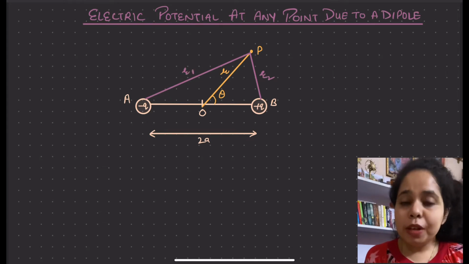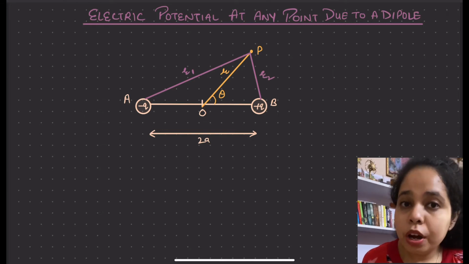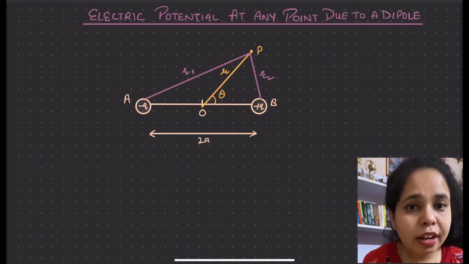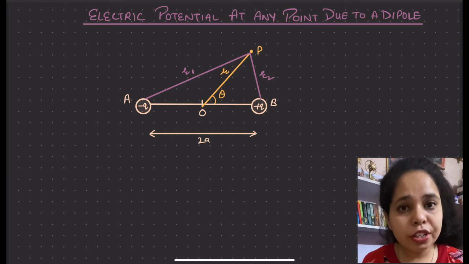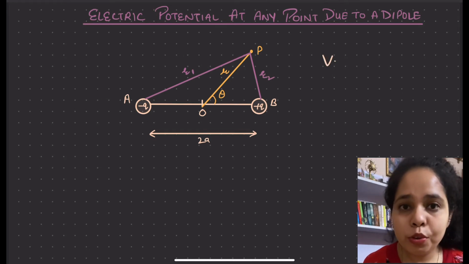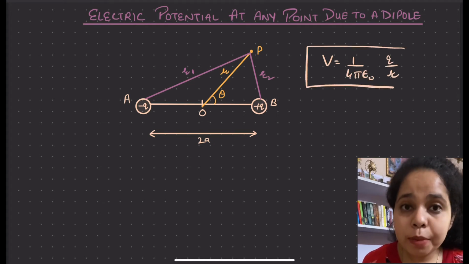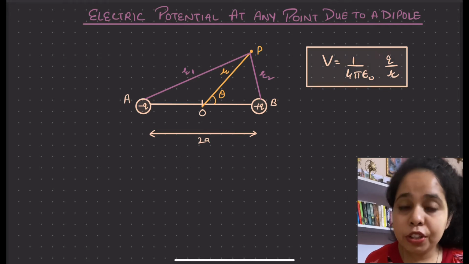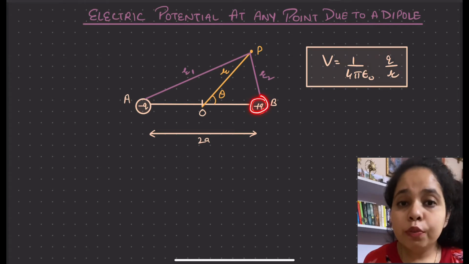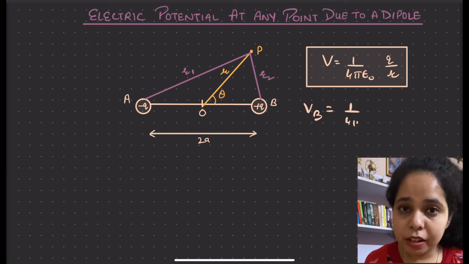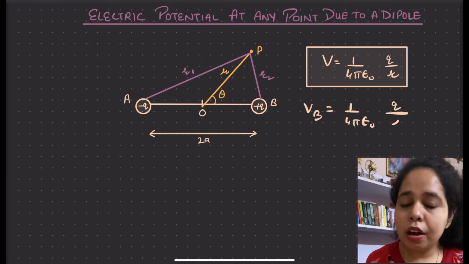As we have completed this diagram, now we need to recall the formula of the potential, and according to the formula of the potential, we have V is equal to 1 upon 4 pi epsilon naught q upon r. At point P, if we want to find the potential because of the charge which is placed at point B, we will say VB is equal to 1 upon 4 pi epsilon naught q upon r2.